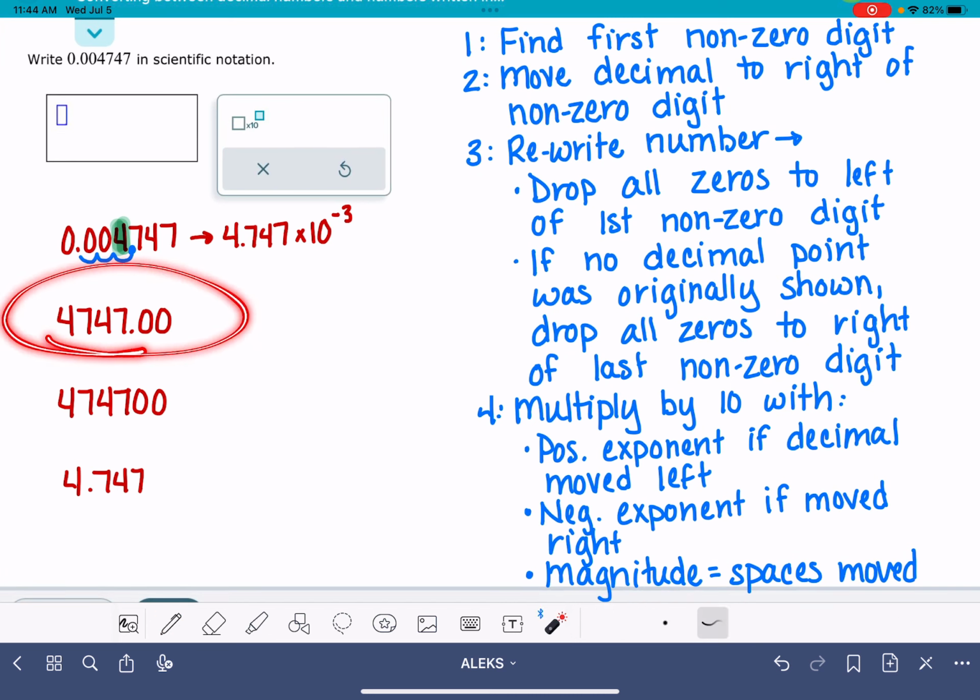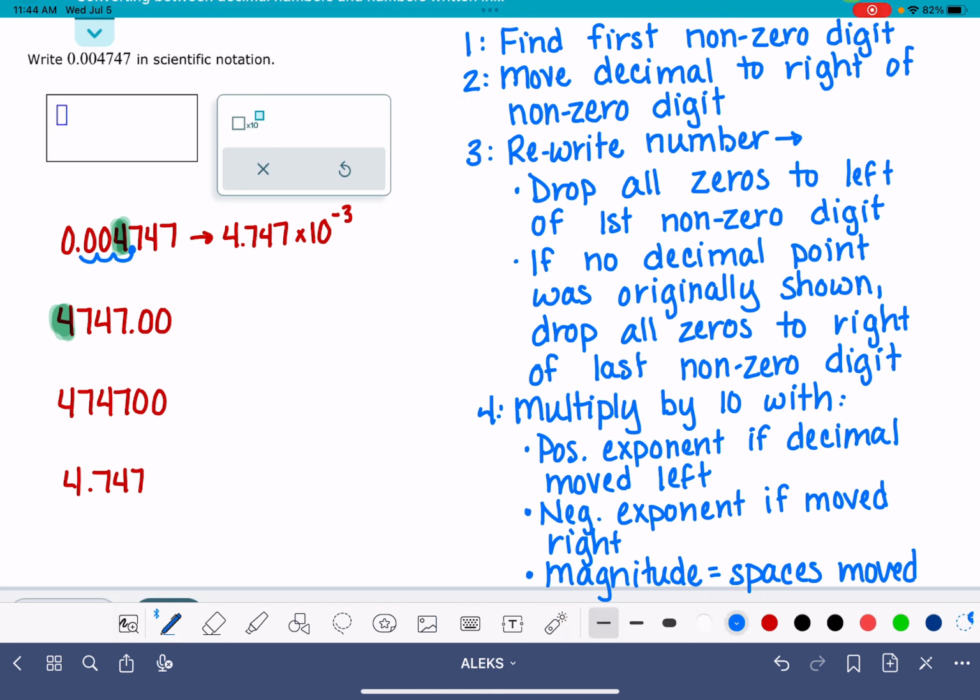Let's try this next example. Find the first non-zero digit, reading from left to right. There's my first non-zero digit, it's the 4. My decimal point needs to be moved so that it is to the right of this first non-zero digit. Here's my decimal point, 1, 2, 3 spaces. And I'm paying attention to how many spaces I moved, and I'm also paying attention to the fact that I'm moving my decimal point to the left. I'm going to rewrite the number, dropping any zeros to the left of the first non-zero digit. Well, there weren't any in this case, so there's none to drop.